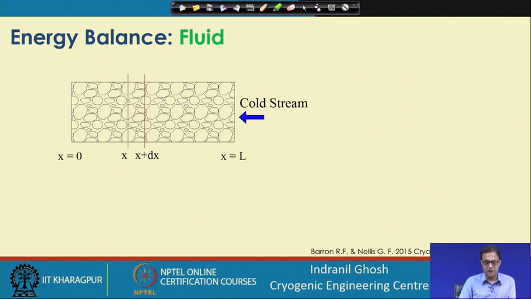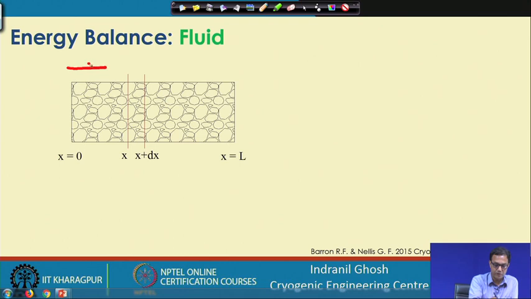As you can understand, the hot stream and cold stream alternately flow through this direction, and the direction is reversed, counter current in nature. That means in one cycle the hot stream is flowing from this end to this end. In the next cycle the cold stream is flowing from this end to this end. So the configuration is basically counter current in nature.